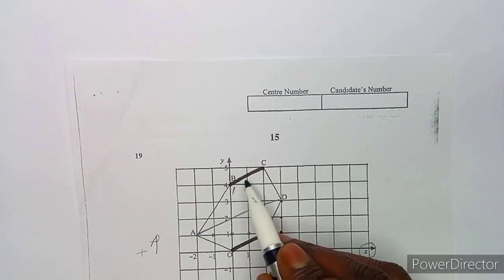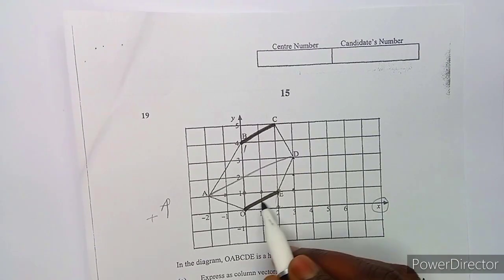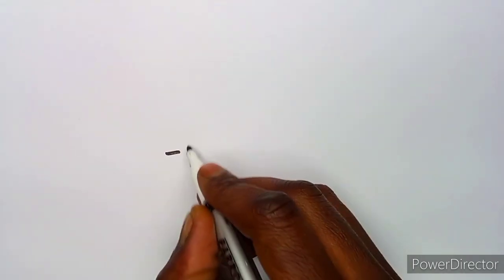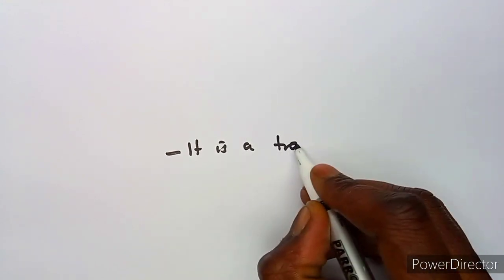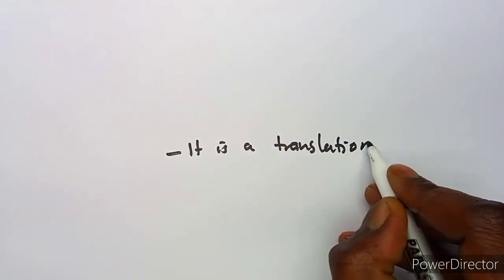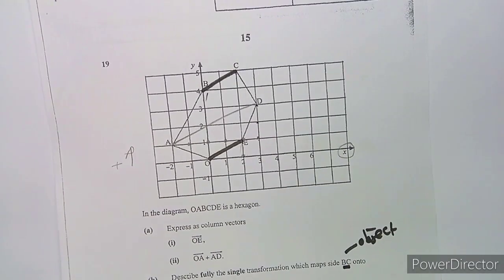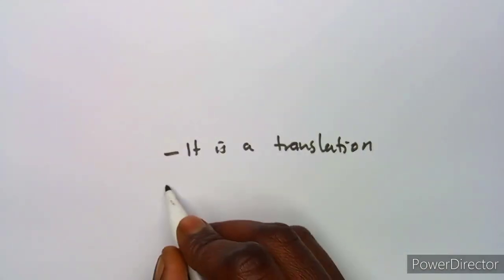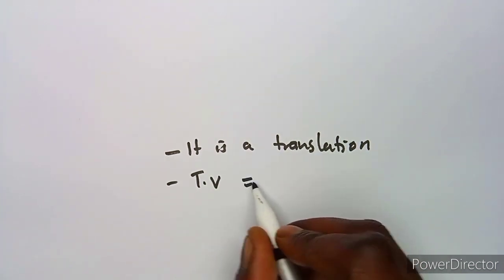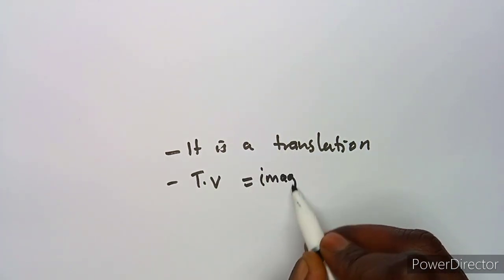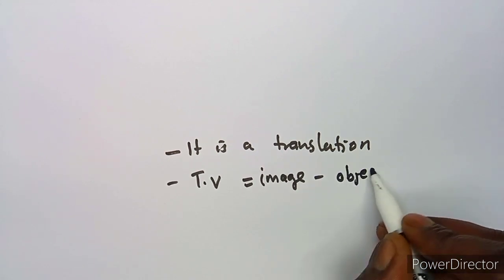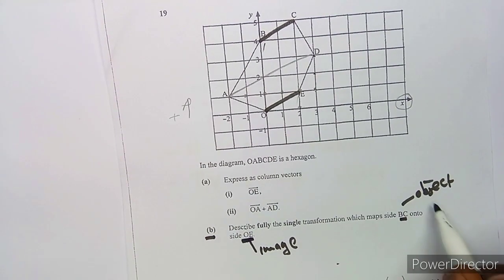So the transformation that we are going to make from this line BC to this line OE is going to be a translation. So this is how you are going to describe it. You are going to write, it is a translation. Why? Because we are producing parallel lines of equal length. Then for translation, remember we need the translation vector, where I told you that the translation vector is the image minus the corresponding object, but you have to write it as a vector. And we said our image is OE and our object is BC.